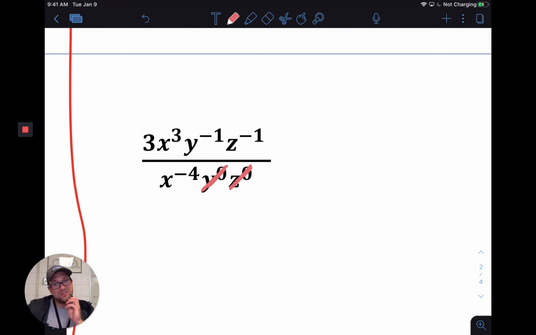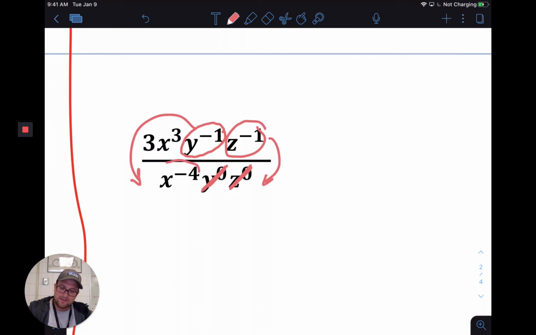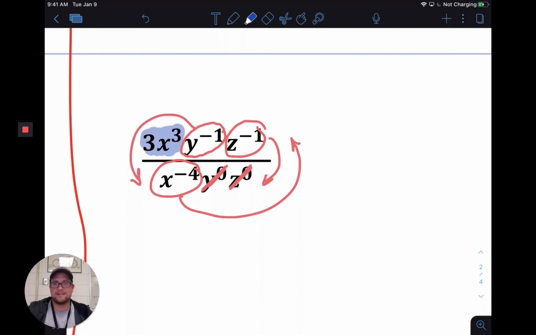Now, we should still go a little bit further here because looking at this problem, I do see that I still have negative exponents all over the place. So what we want to do is move this to the bottom. We're going to want to move this to the bottom. And then this guy, we're going to want to move to the top because he also had a negative exponent. Now, notice over here, this 3x to the 3rd does not need to be moved because it's positive exponents on there. We don't have to worry about that.